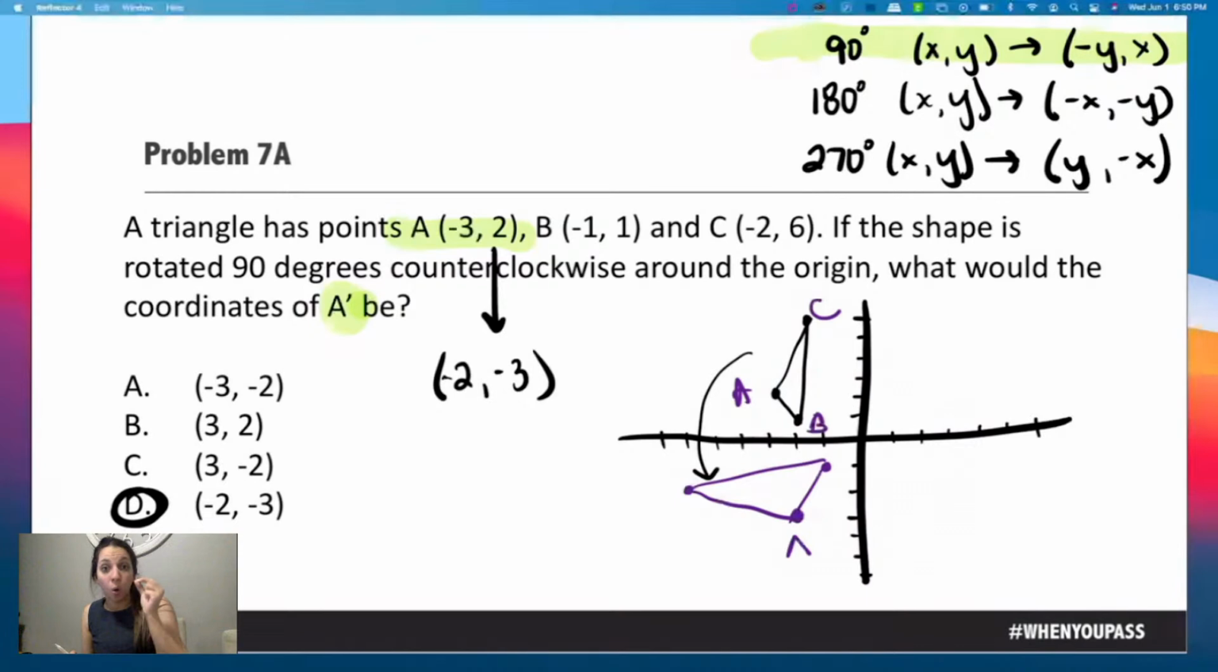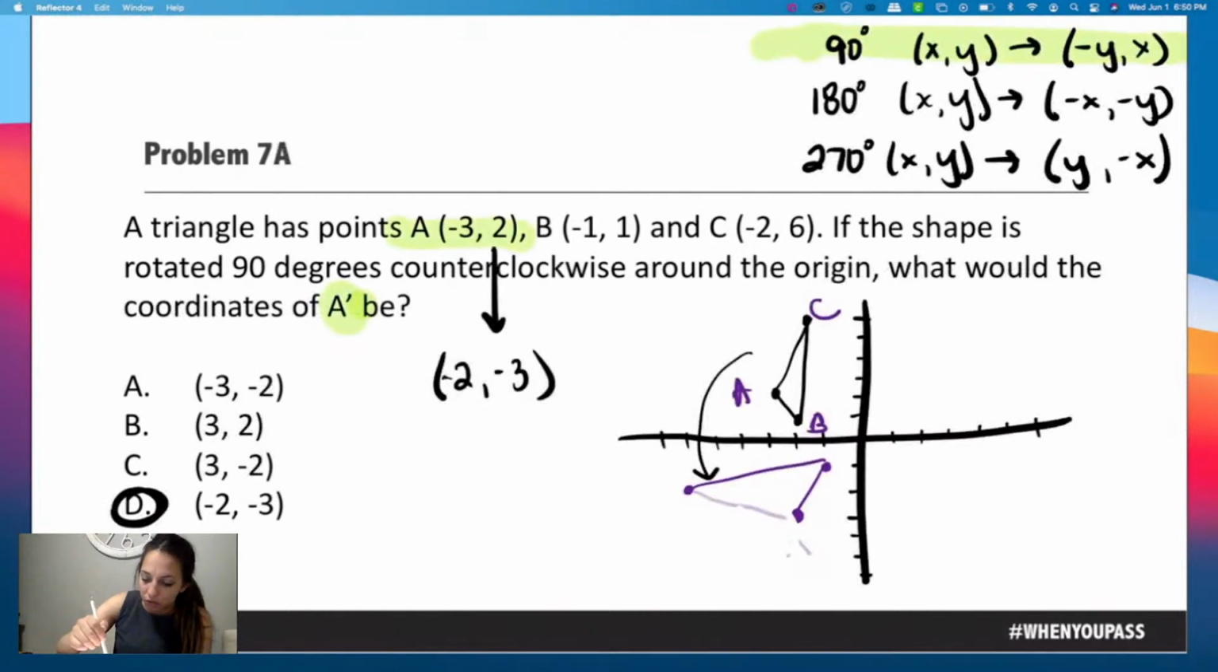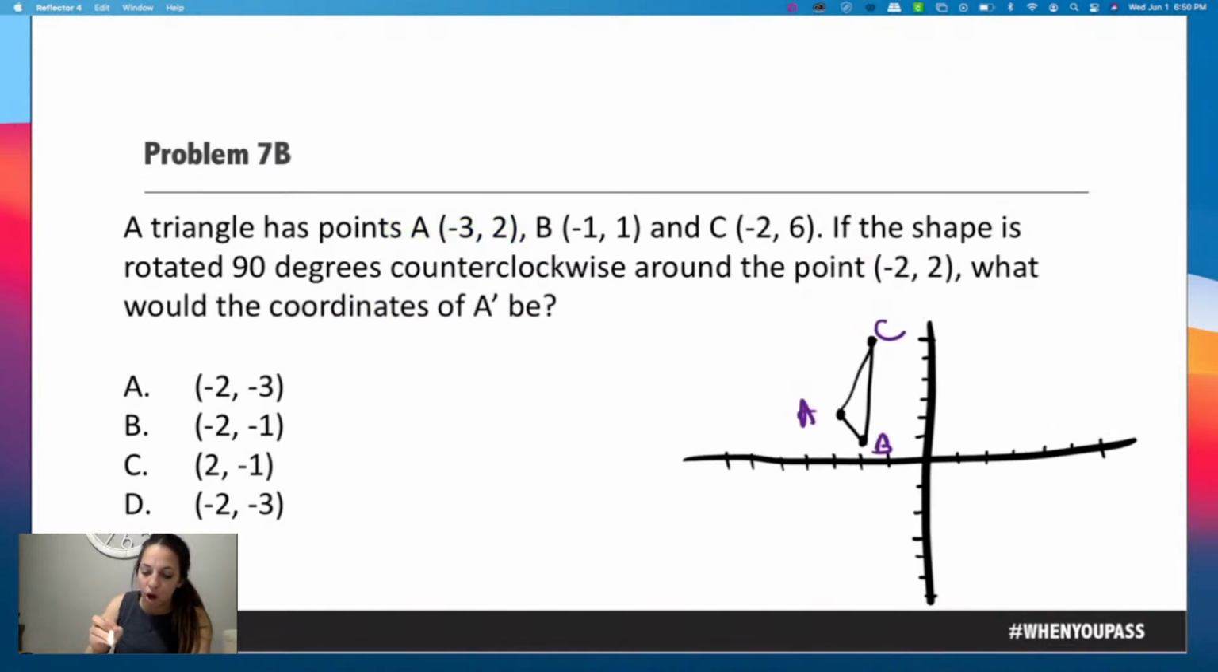Let's now rotate about a point that's not the origin. So I have my same picture here. I'm going to erase a little bit of this and just copy and paste it and bring it over with us. So we're going to copy this and paste it right there. Okay, so here's our original triangle. If the shape was rotated 90 degrees around the point -2, 2, what would the coordinates of A prime be?